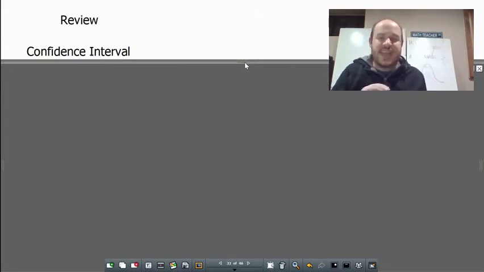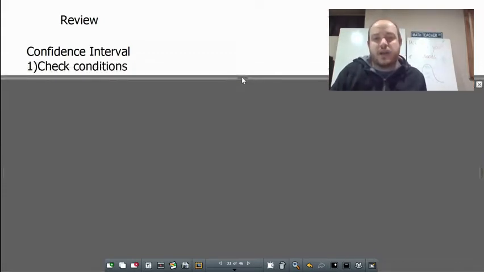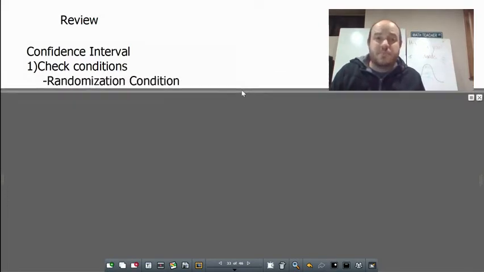So, what things are needed for us to get started? First off, just like any of the tests we're going to be doing for the rest of this school year, you will need to check your conditions. These are your assumptions and conditions. They slightly change for every test we're going to do, but for the most part, they're all really similar. The first one is the randomization condition.